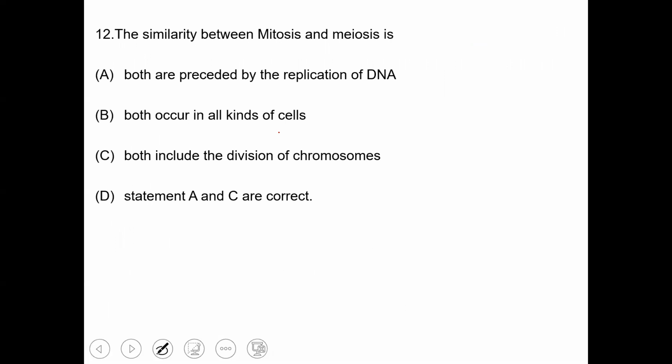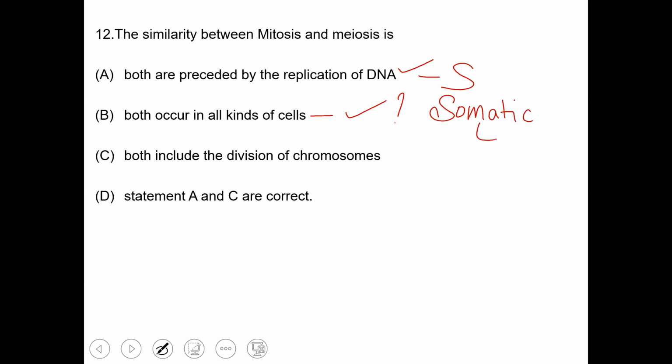The similarity between mitosis and meiosis is, so what is the similarity between mitosis and meiosis? A, both are preceded by replication of DNA. B, both occur in all kinds of cells. C, both include the division of chromosomes. Statements A and C are correct. So the similarity between mitosis and meiosis is that both are preceded by replication. S phase is there. It occurs in all kinds of cells. Is it so? No.